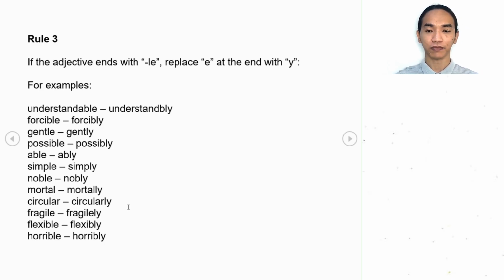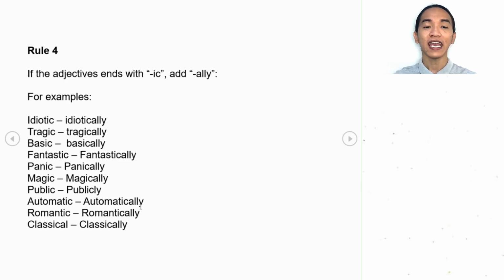Okay? Now, rule number 4. If the adjective ends with ic, okay, just add ally, okay? So add ally if your adjective ends with ic, okay? Like for example, idiotic, idiotically, okay? Next, tragic. So it becomes tragically, okay? Next, basic becomes basically; fantastic, fantastically, and other examples.